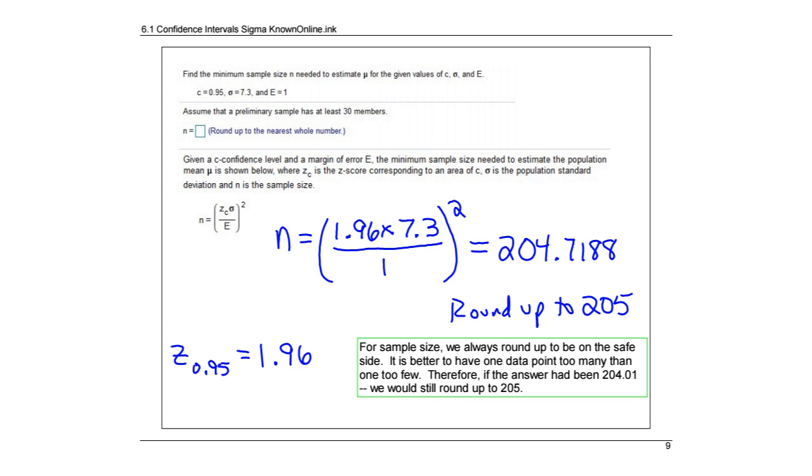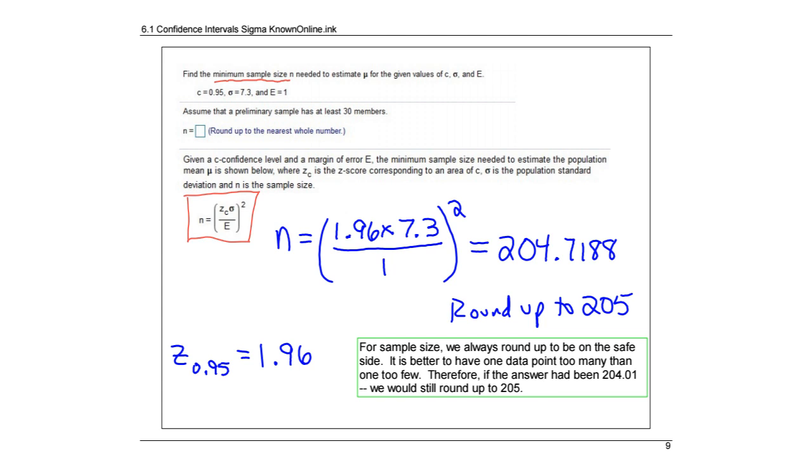Okay, let's do another sample size. So when you see that you have minimum sample size, go to your resource sheet and find your formula, because then you know what you're looking for. So your resource sheet shows the minimum sample size and it gives you the formula. So we know that we need Z of C. That's going to come from the table on your resource sheet. We know we need the population standard deviation, and we know we need the margin of error.